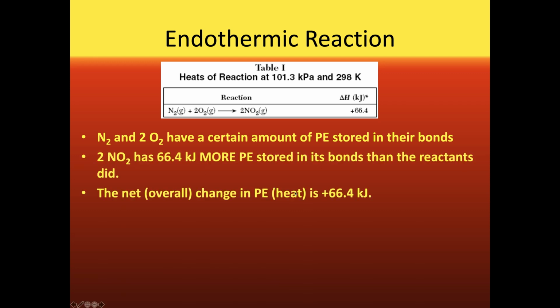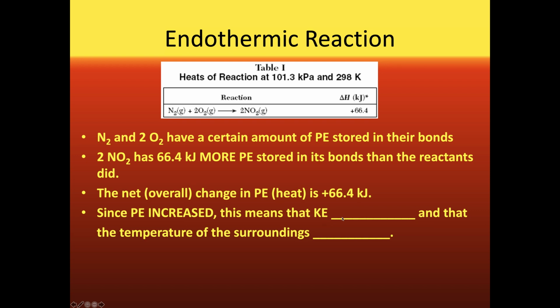So overall, we have an increase of 66.4 kilojoules of energy. Since potential energy increases, that means kinetic energy decreases. That's right. And because we have less of what temperature measures, we'll have a lower temperature as well. That would be an endothermic reaction.